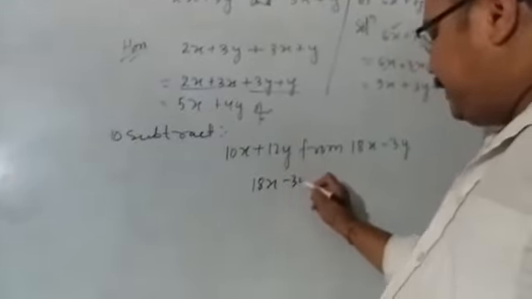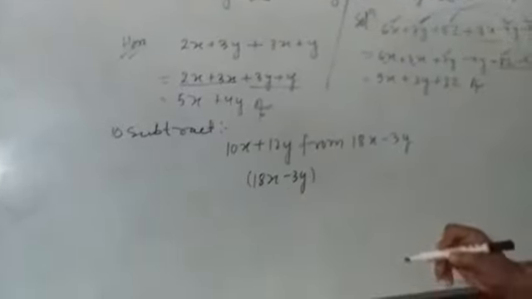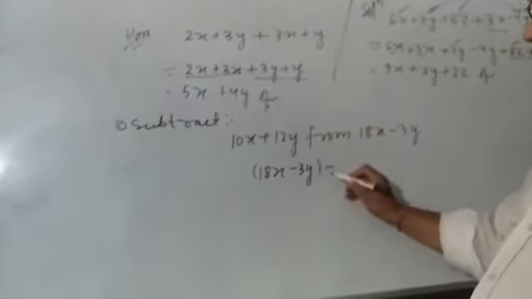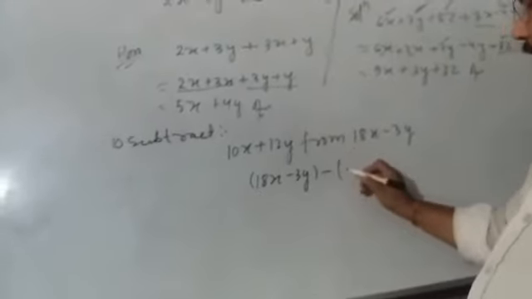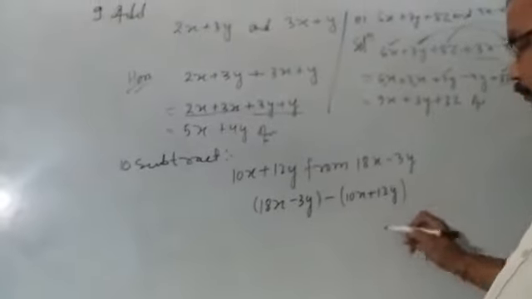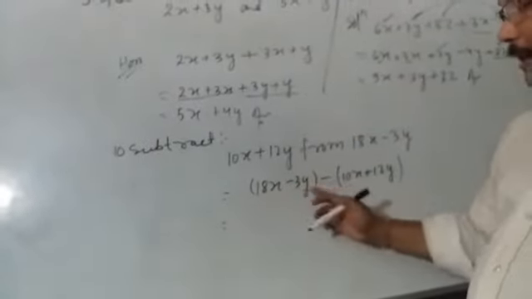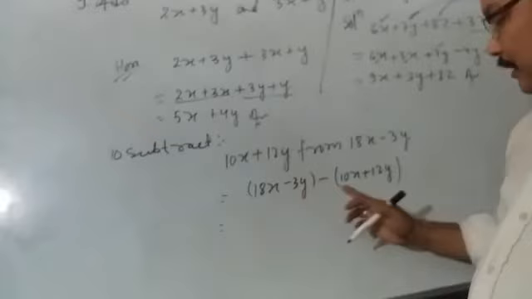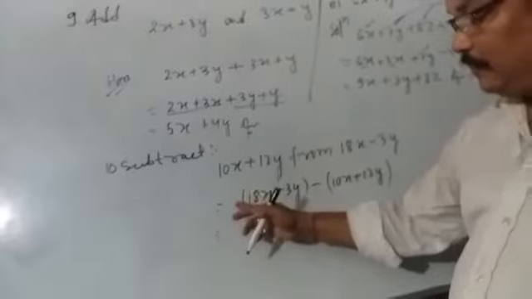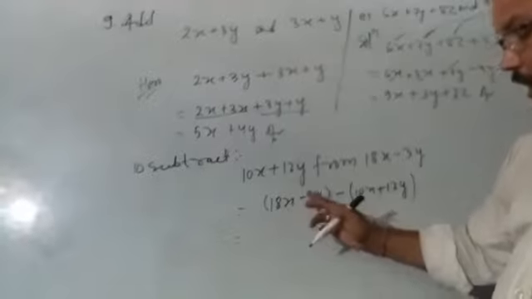18x minus 3y is the second expression, and here you write a small bracket. Within the small bracket you write down the second term, and a different sign appears here. Instead of "from", you write down a different sign, and the first term you write within a small bracket: 10x plus 12y. And then what do you do, we open this bracket according to the sign in front of it. So my dear students, here there is no sign, so it means that the sign in front of this bracket is positive, and the positive sign is multiplied with these two terms and opens the bracket.